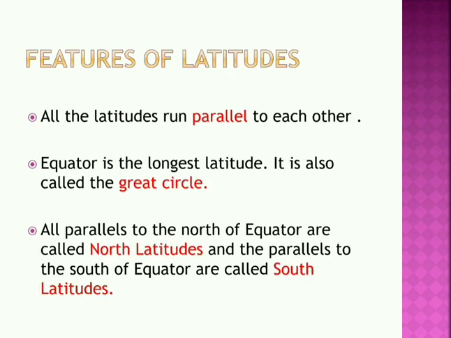Features of latitudes. All latitudes run parallel to each other. The equator is the longest latitude. It is also called the Great Circle. So, the equator is the longest latitude. It is also called the Great Circle. So, what is the other name of the equator? Great Circle.